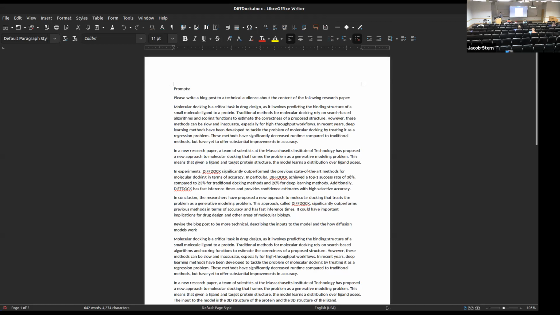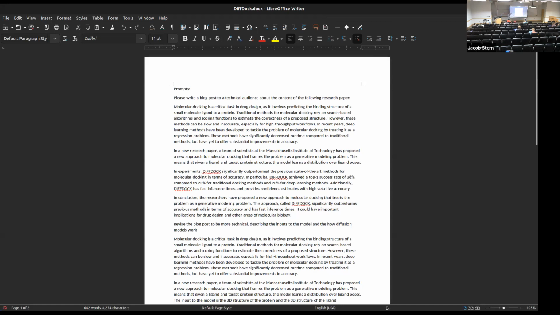So, okay. I have a job where I get paid to write blog posts at the intersection of machine learning and chemistry. And I was curious how helpful ChatGPT might be in this endeavor. So I prompted it with, please write a blog post to a technical audience about the content of the following research paper. Copy, paste the research paper in, see what it responds.